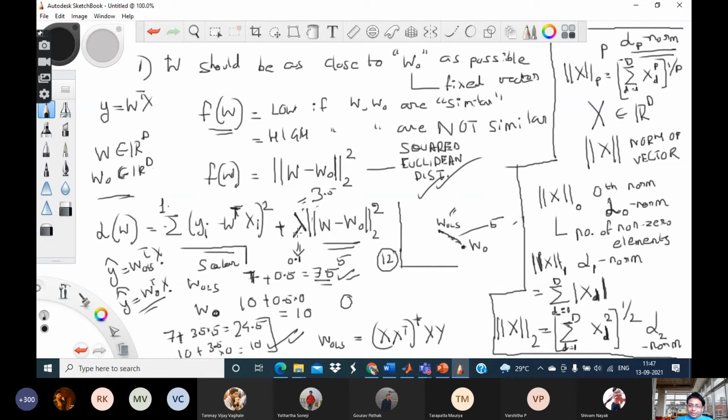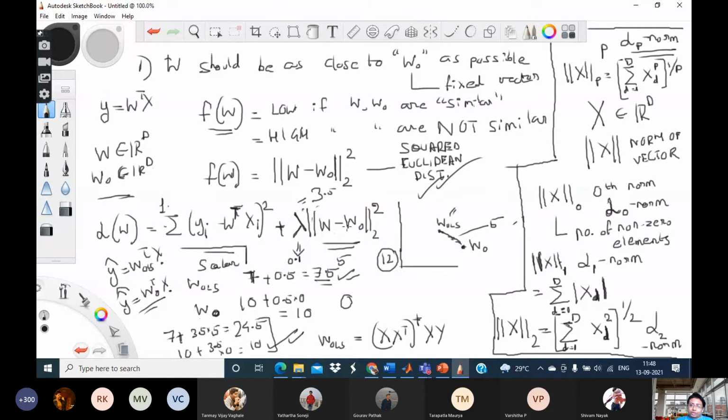So this parameter lambda basically... Yes, how do I get W naught? So assume that W naught has been given to you. I assume that you have your favorite W naught and you want your W to be as close to W naught as possible. Sir, if I already know W naught, can I not just place W equals to W naught? You can do that. So if you do that, then you will incur some loss.